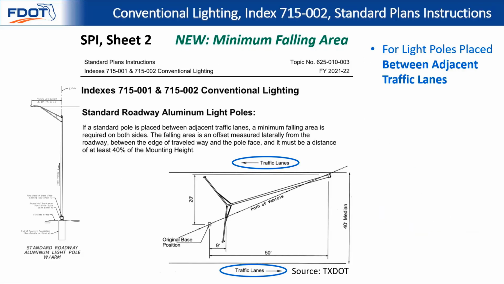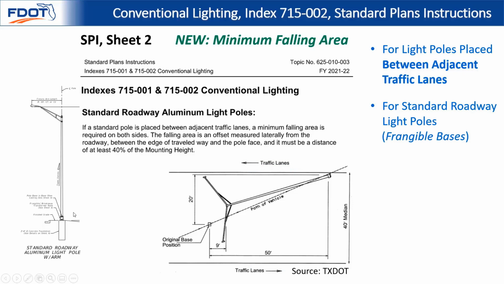And now our last topic for standard lighting is found in the standard plans instruction sheet 2, and that's a new minimum falling area requirement when light poles with frangible bases are placed on medians. In this case, when we say median, we're referring to anywhere where there are traffic lanes basically on both sides of it. Those traffic lanes can be an on-ramp or an off-ramp or a roadway frontage road. And so that's depicted down here. You can see the traffic lanes, top and bottom. And note that in this particular drawing, the light is already laying on its side. This is after impact, but this just gives you an idea of what we mean by median placement.